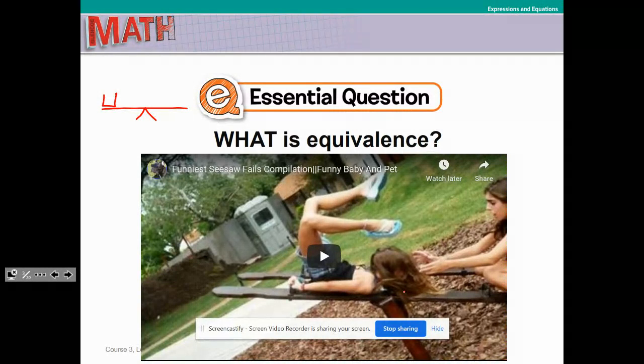All right, so if we have some weights over here and some different weights over here, how can we keep these balanced? What if I were to take half of that away, or cut it in half? What would I have to do to the other side? Would I have to cut that in half? So that's 8. So if I took 4 away... How do we keep things equivalent, and how do we use equivalence to help us solve problems?